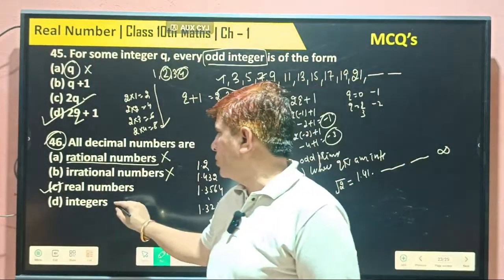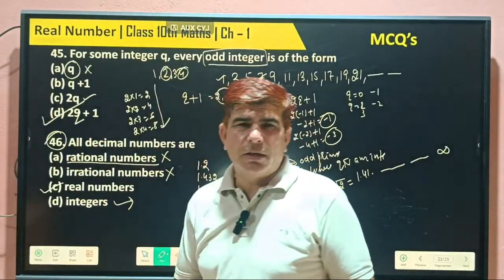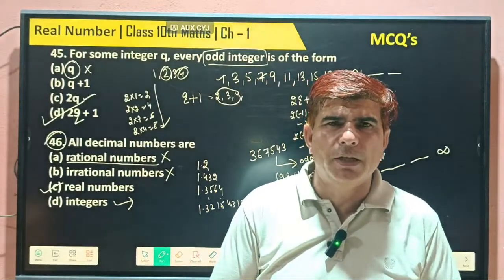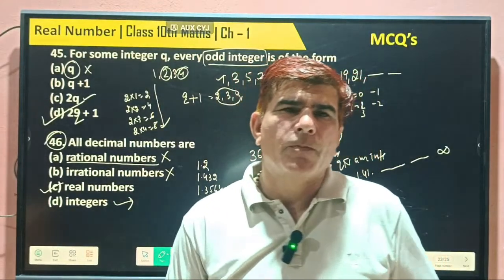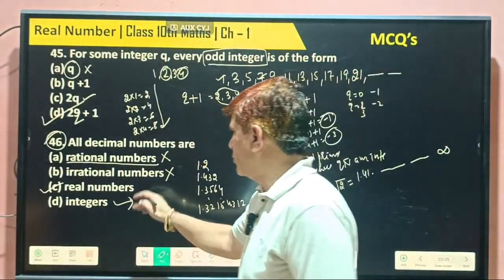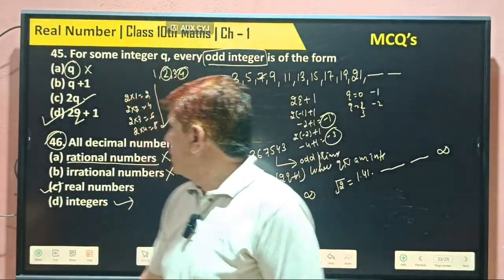Saying integer, though. Integers are numbers which are complete, never in the form of a decimal, never in the form of a fraction, never in the form of a square root. So definitely not. So what's your answer? C is your answer.